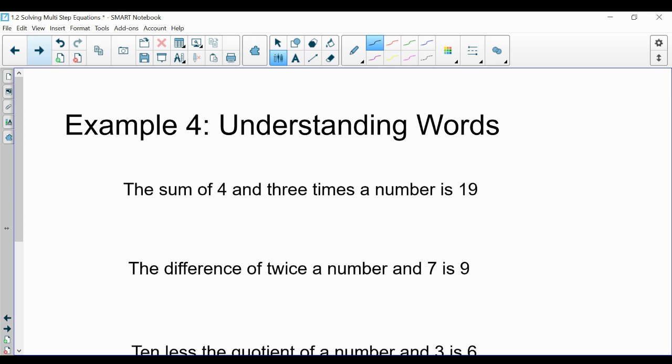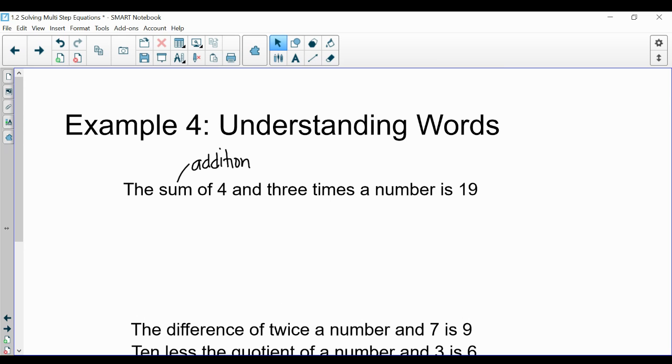So some things I want to just point out. Sum, hopefully you know, is addition. So I know I'm using addition here. The next thing, the sum of 4 and 3 times. So this here is multiplication.